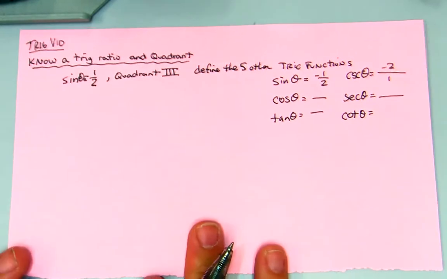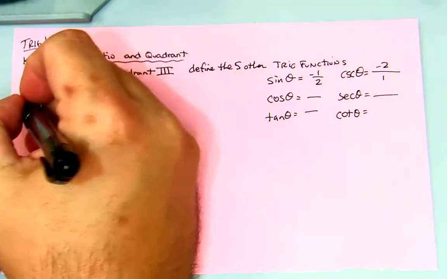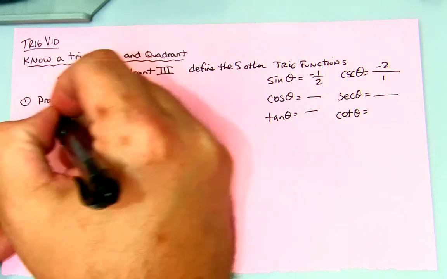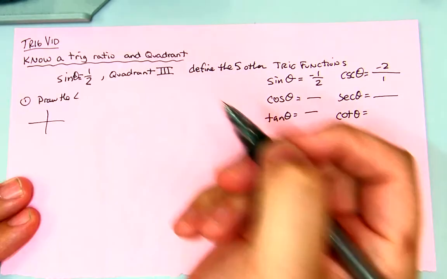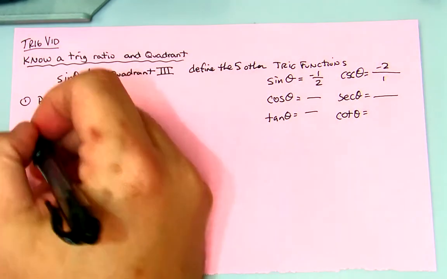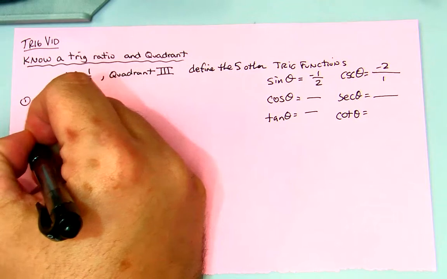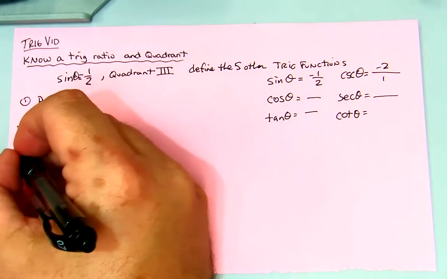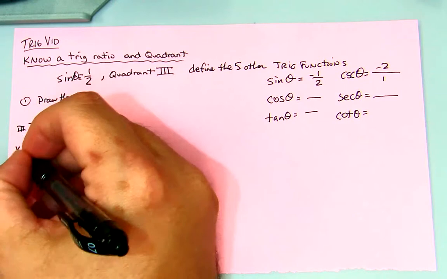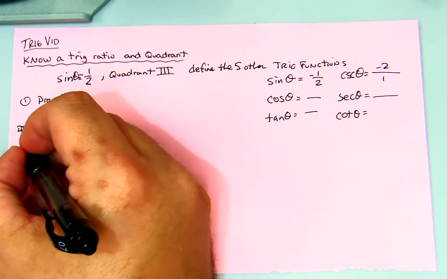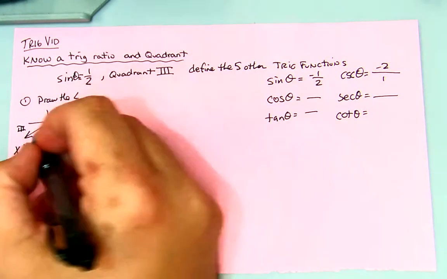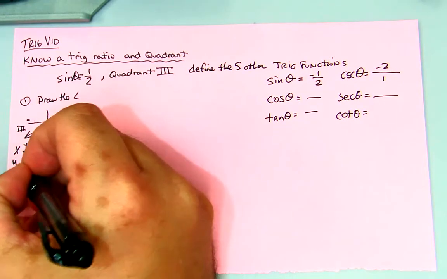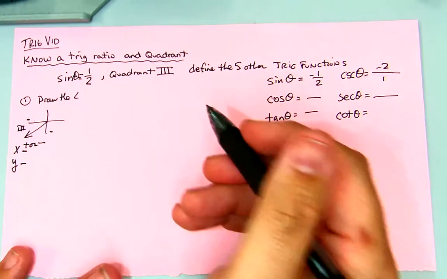Now, I will recommend 100% draw the angle. And you don't have to draw the angle big time. You just have to draw a root, because we're in quadrant 3. And ask yourself, x and y, is x positive or negative? Now in here, x is negative, y is negative.